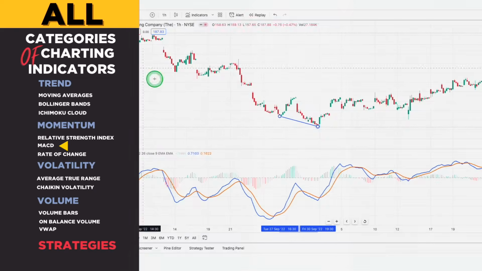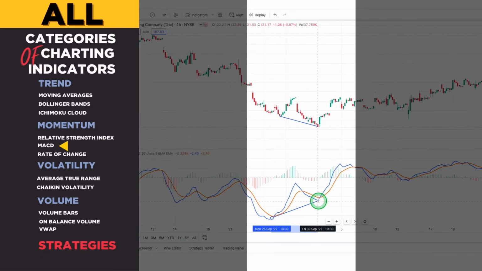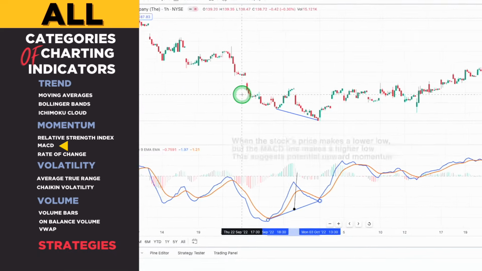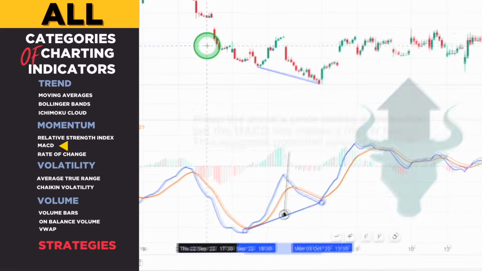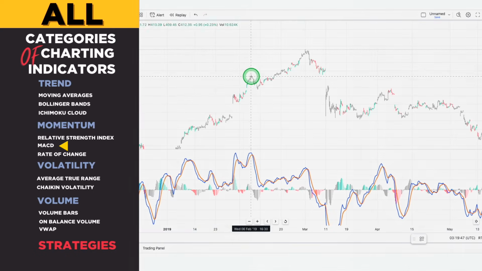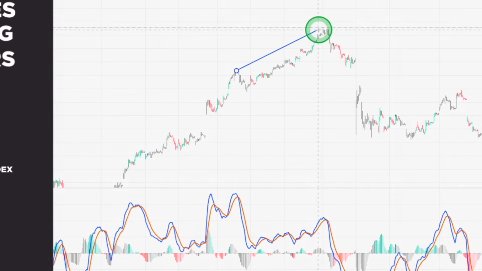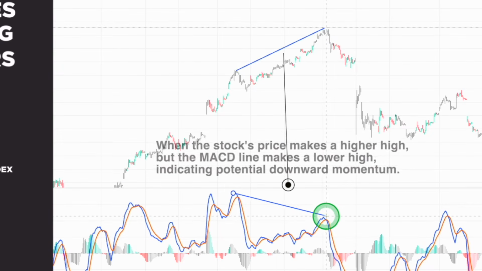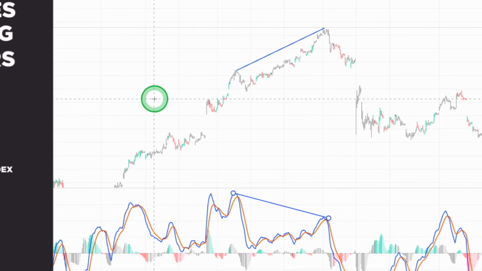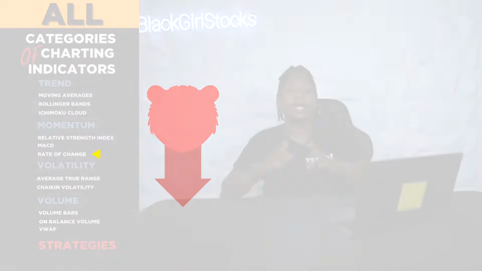A bullish divergence is going to happen here, similar with the RSI, when the price is making a lower low, but that MACD line is making higher lows, then this suggests a potential upward momentum. On the opposite, a bearish divergence is going to happen when the price is making higher highs, but that indicator, that MACD line, is making lower highs. So that's indicating a potential downward reversal. Now let's move on to another one.